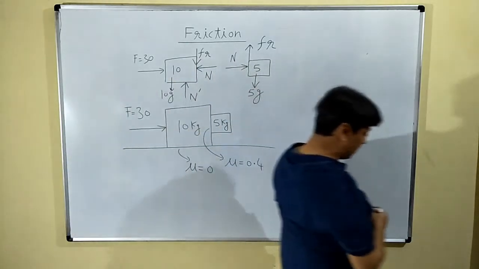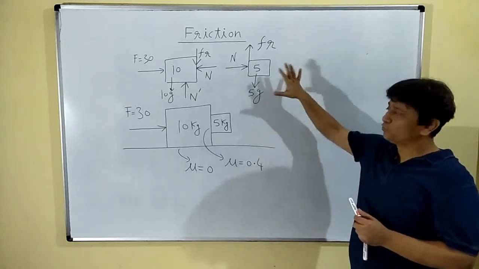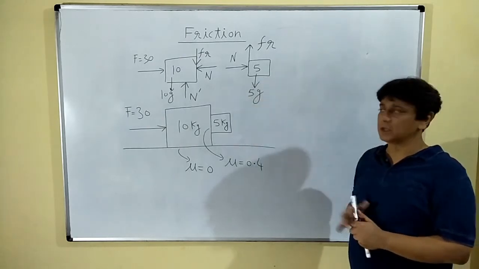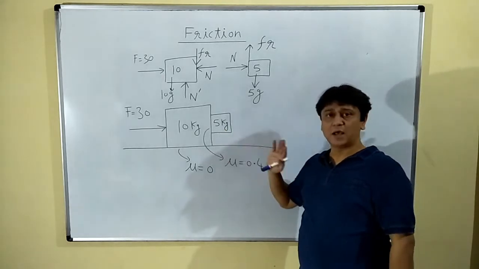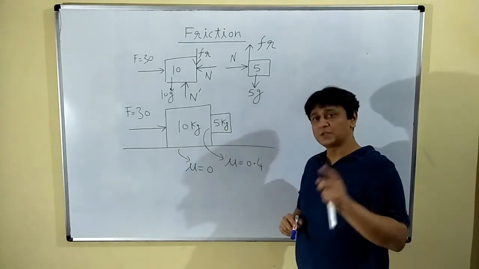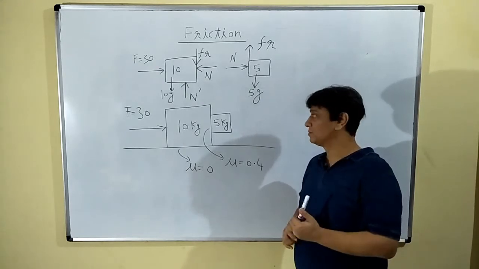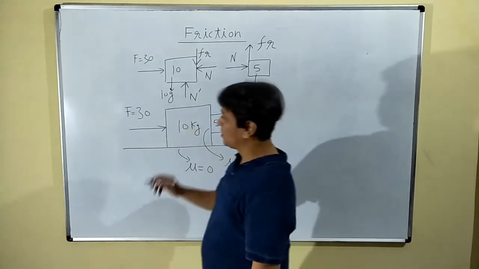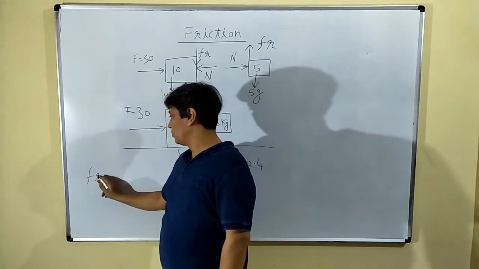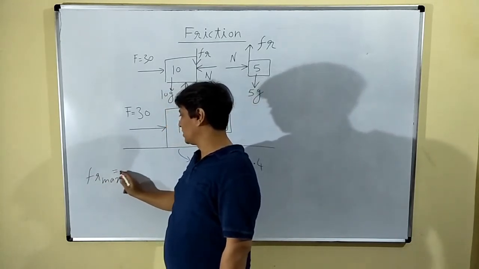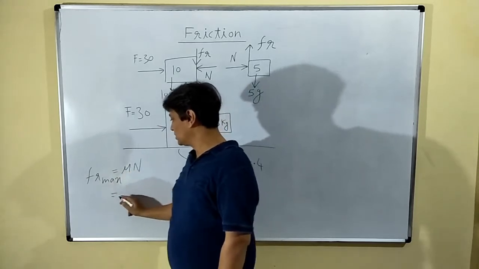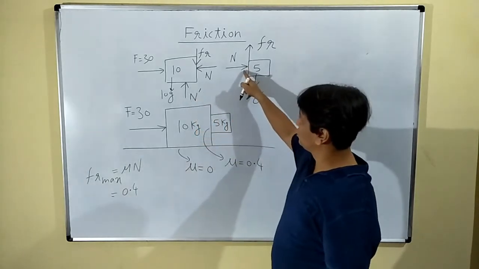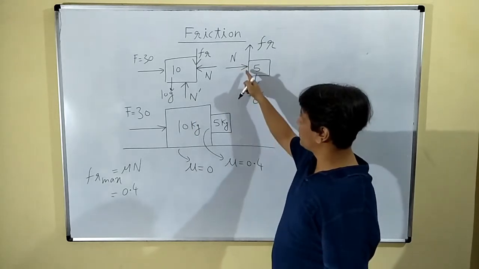Now, the first thing: for this 5 kg block, we don't know whether it is slipping or not. The way to decide that is to find FR maximum, and the way to find FR maximum is to get to the normal reaction. So let's go for FR maximum. What is FR maximum? FR maximum is mu N. Mu is given in the question, 0.4. We need to find this normal reaction. How do you find this normal reaction?